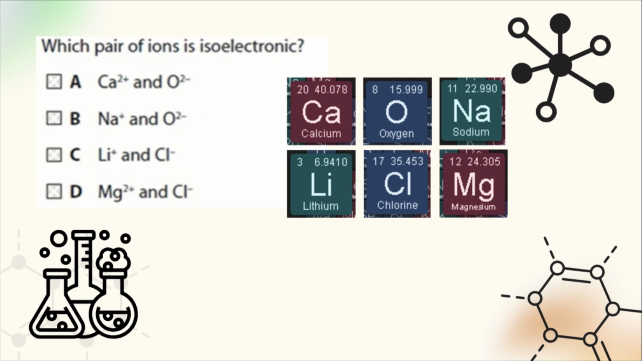Which pair of ions is isoelectronic? We have calcium, 2+ charge, and oxygen, 2-, which means calcium lost 2 electrons, which makes it 18, and oxygen gains 2 electrons, which makes it 10. Not isoelectronic. Sodium loses an electron, which is 10. Oxygen gains 2 electrons, which is again 10. So B is our answer.